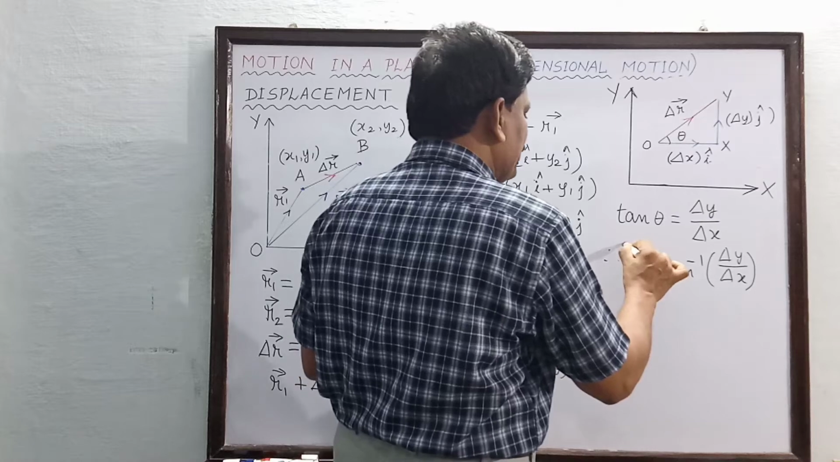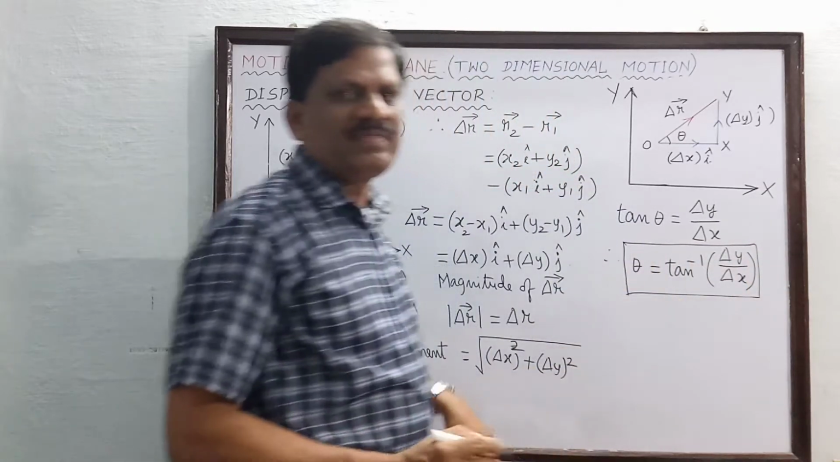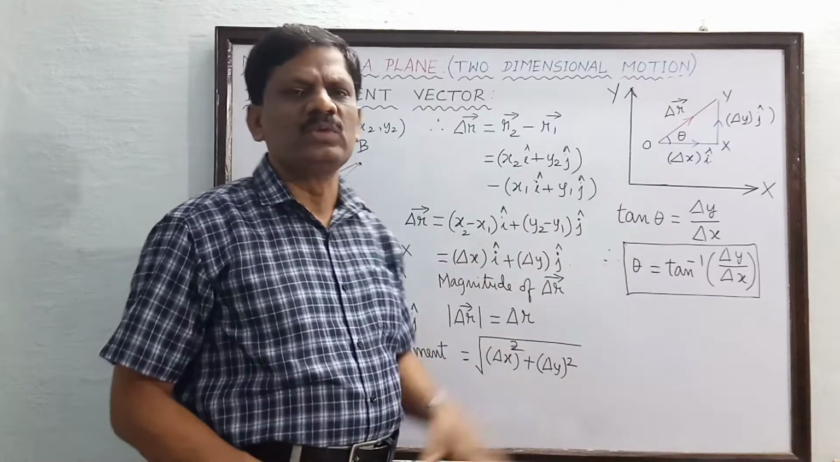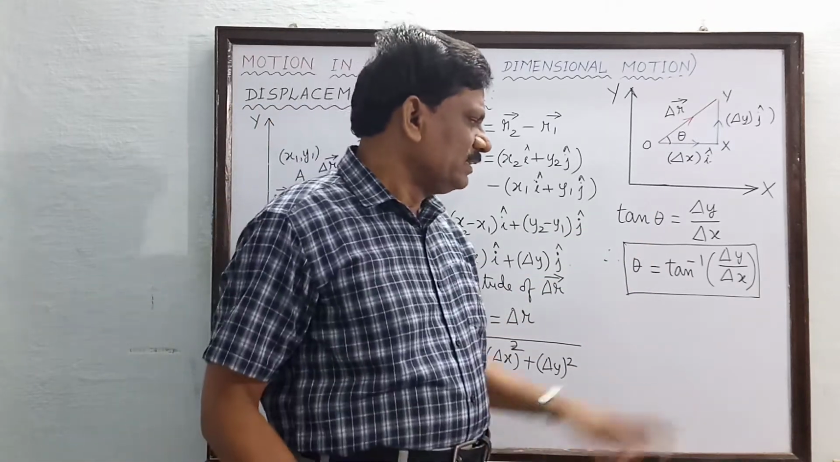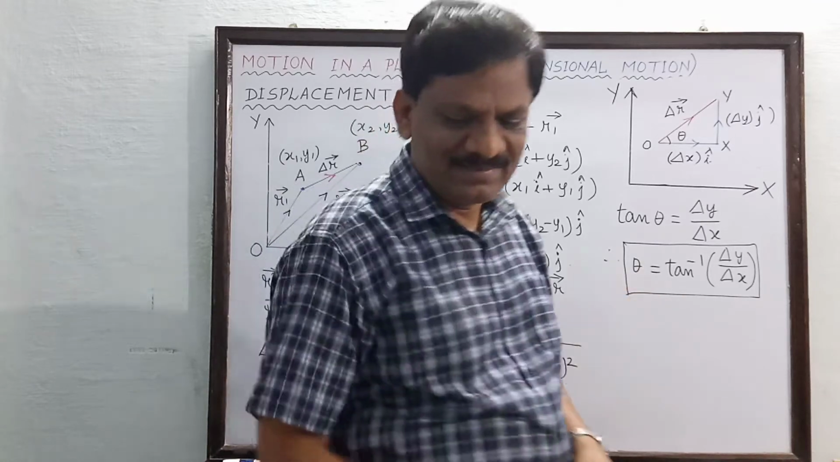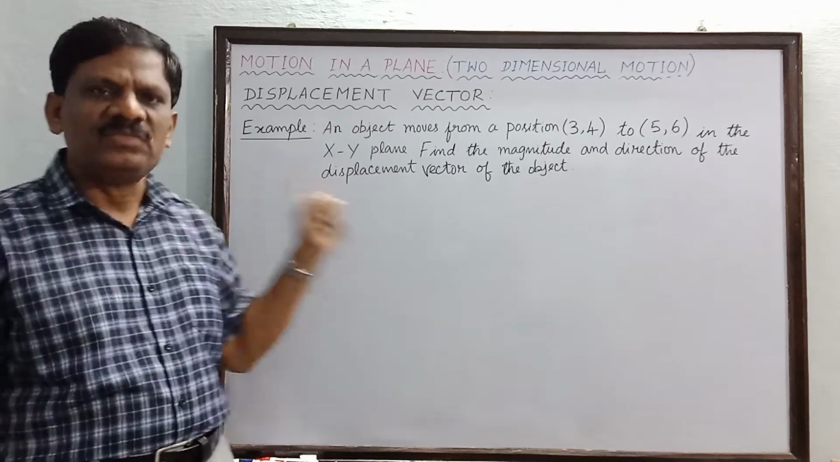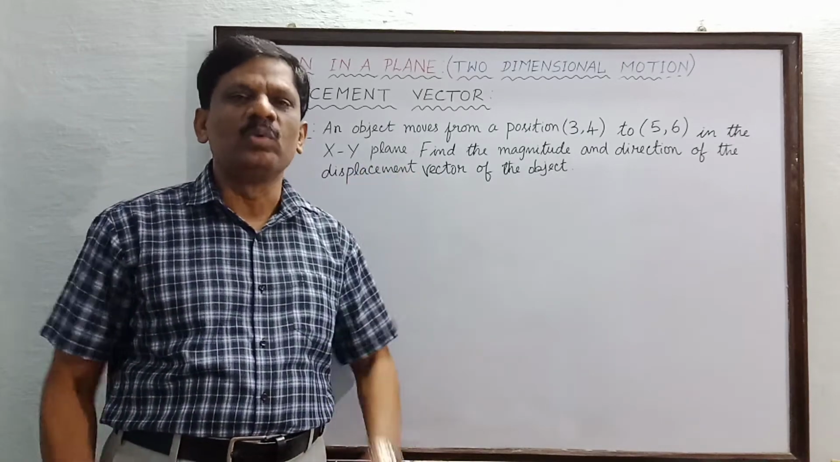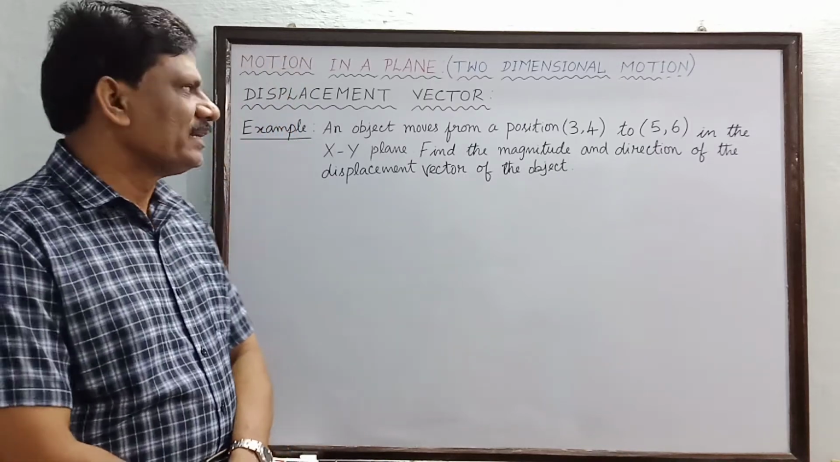So the value of theta gives the direction of the displacement vector with reference to the x-axis. Now I am going to explain this with an example. Are you ready? This is an example with which we can easily understand how to find the magnitude and direction of the displacement vector.